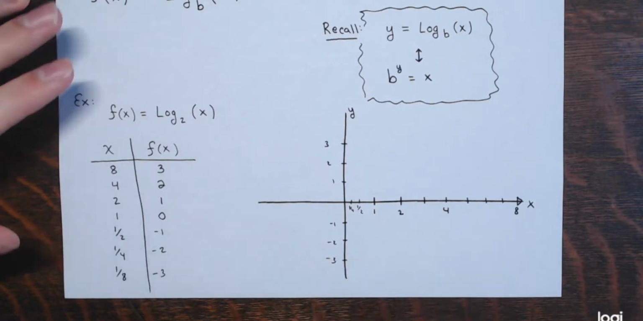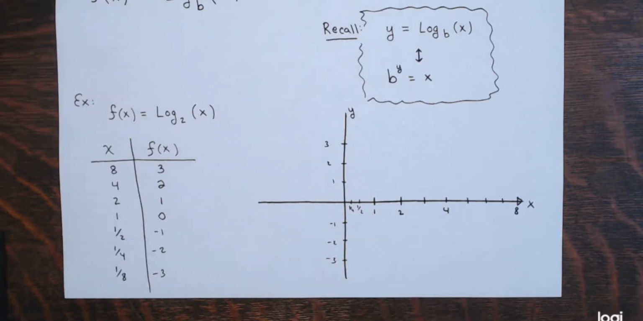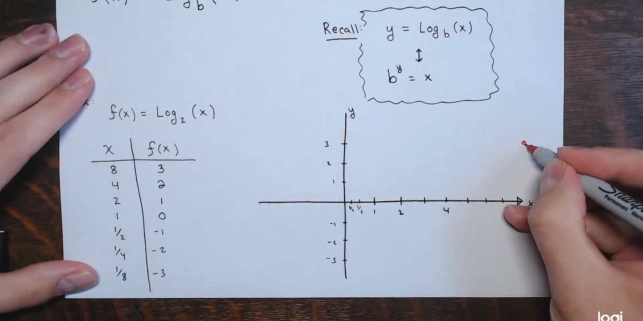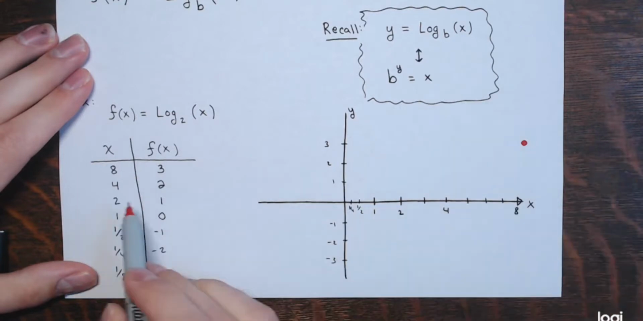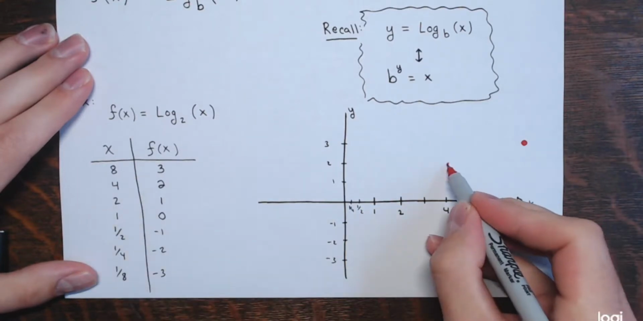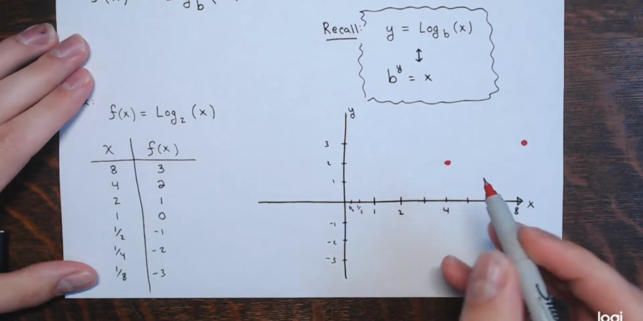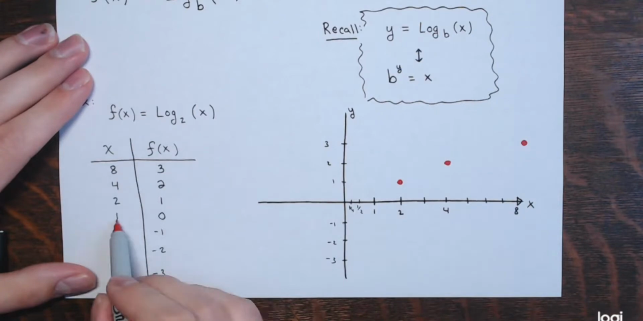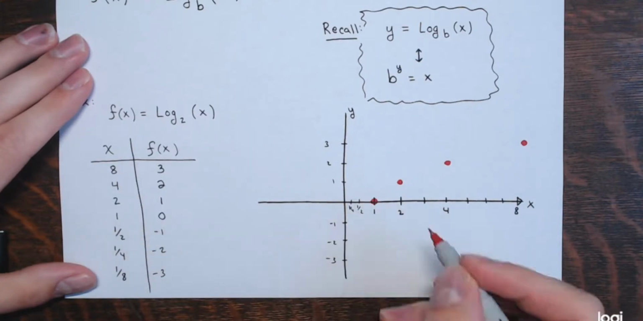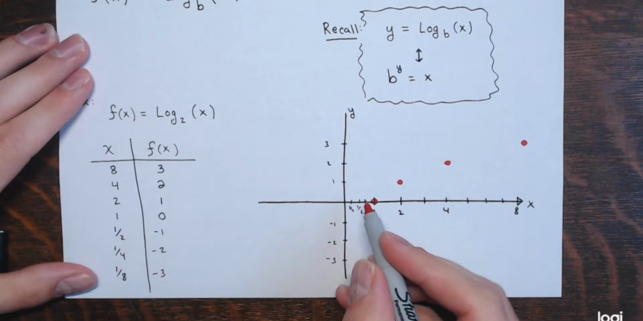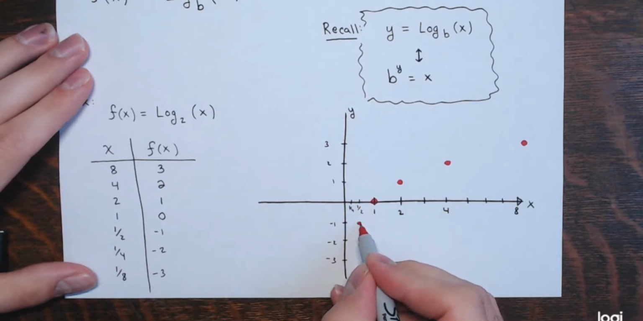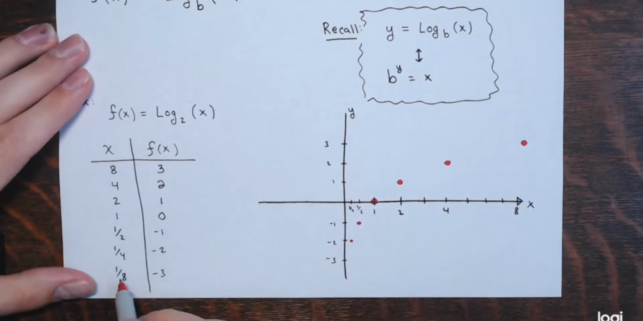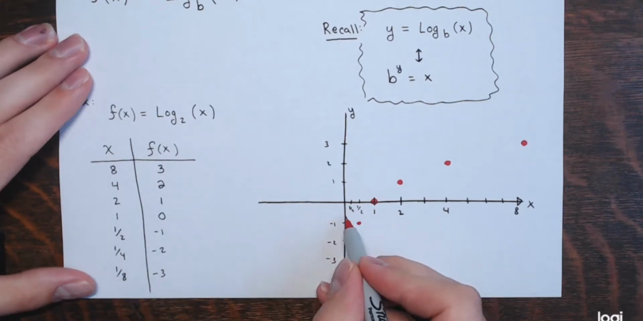Alright, and plotting these points from my chart, we get 8 for x, 3 for y, right? 8 input, 3 output. 4 input, 2 output, so 4, 2. Then 2 input, 1 output, 1, 0. Then 1/2, -1, so half for x, -1 for y. Then 1/4 for x, -2 for y. Then 1/8 for x, halfway here, and -3 for y.